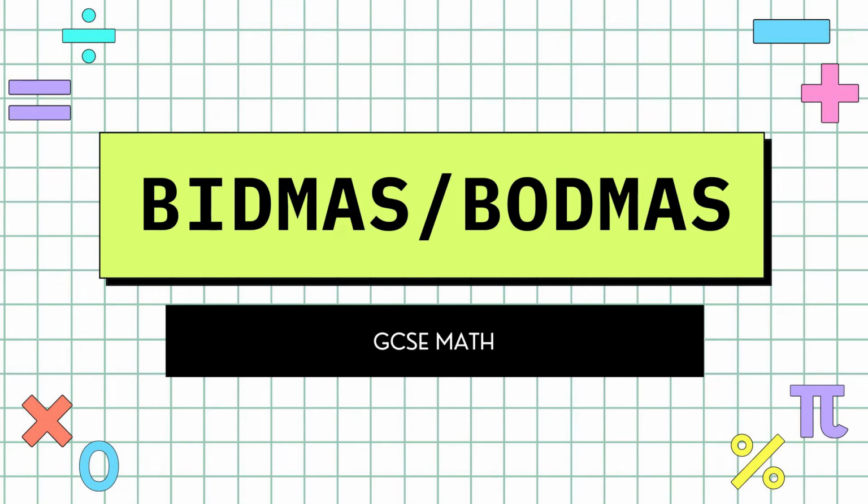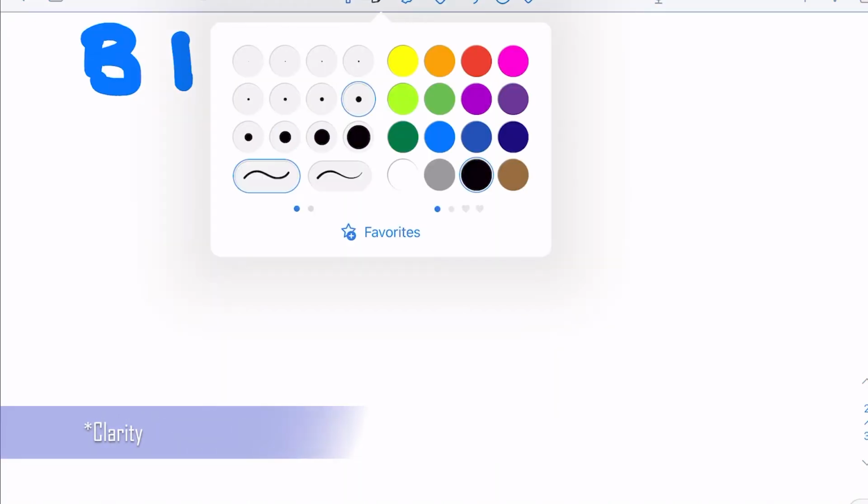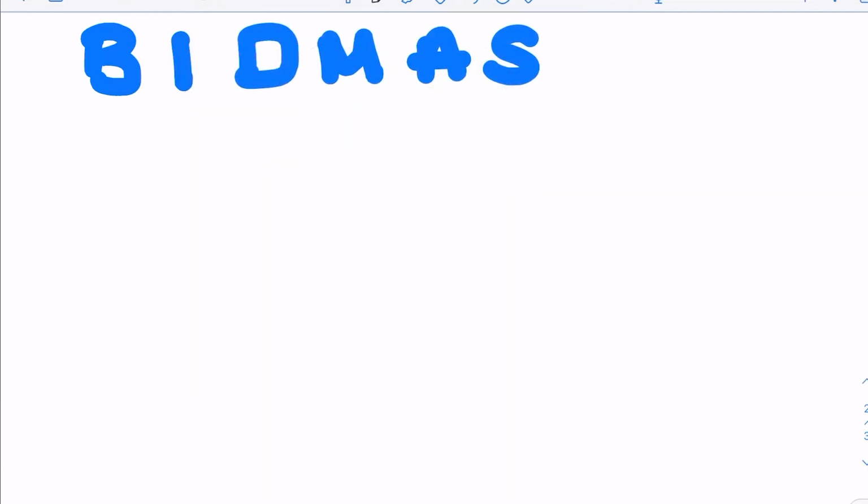So we're going to be looking at BODMAS or BIDMAS, whichever one you've been taught is perfectly fine. They mean the same thing and they basically help us to identify the correct order in which we solve various calculations. Now, just for sake of clarity, we're going to go through each one, what they mean, and then we'll apply some practice to them.